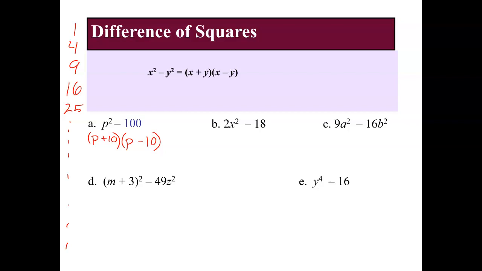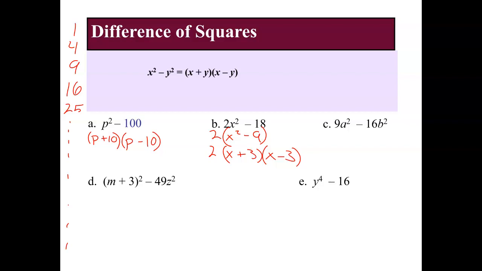Now, 2x squared, is that a perfect square? No. But what's our first rule of factoring for everything ever? Always? GCF, which in this case is what? 2. When I factor out that 2, now I'm left with a difference of squares. 2 x plus, x minus, what? 3. Okay, so always check that GCF.